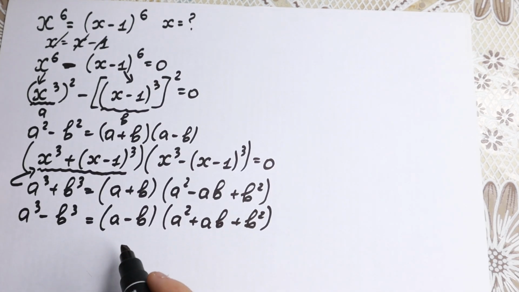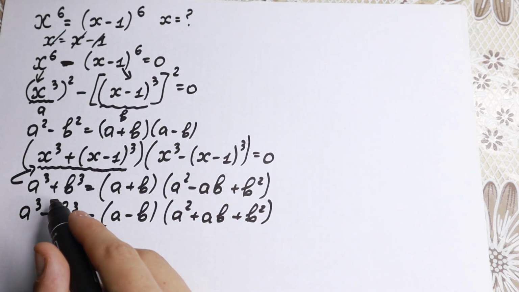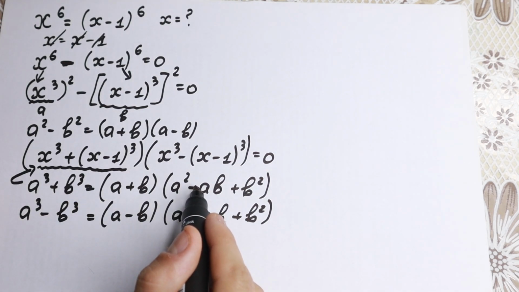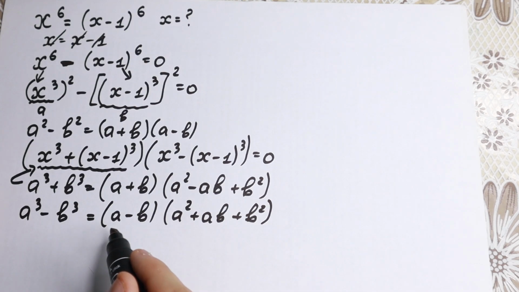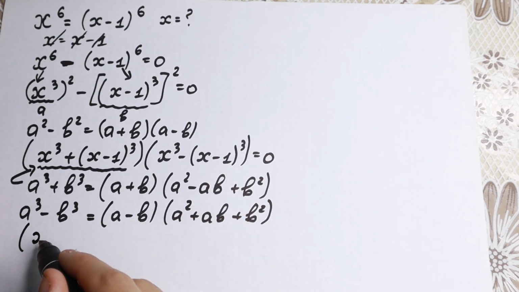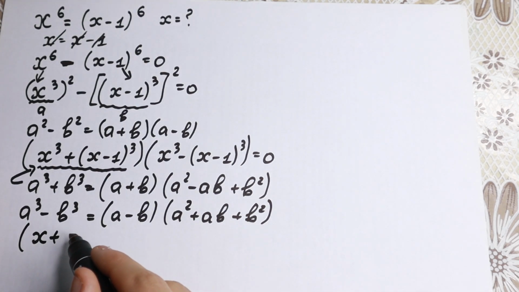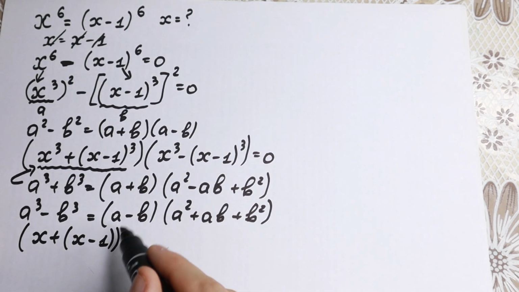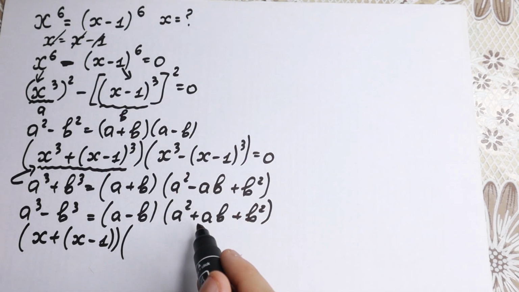I hope I will have enough space for this. Let's start with the sum of two cubes: a plus b times this parenthesis. As a result, we will have x plus, in the second parenthesis, x minus 1 without the cube. This is our first parenthesis. Let's go to the next, the second parenthesis: a squared minus ab plus b squared.